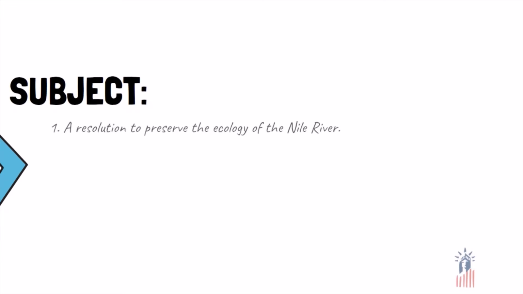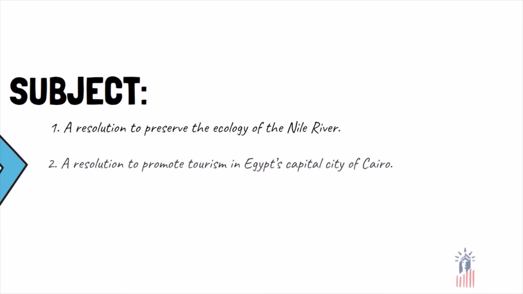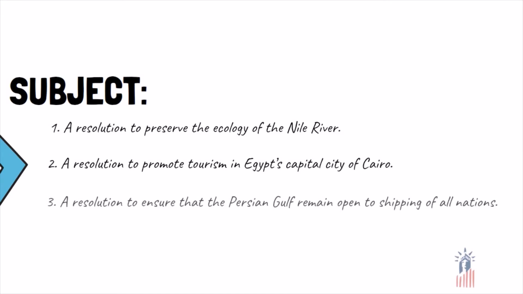Option 1. A resolution to preserve the ecology of the Nile River. Option 2. A resolution to promote tourism in Egypt's capital city of Cairo. Option 3. A resolution to ensure that the Persian Gulf remain open to shipping of all nations. Looking at these options, do you know what would be the best option for our Model United Nations program?